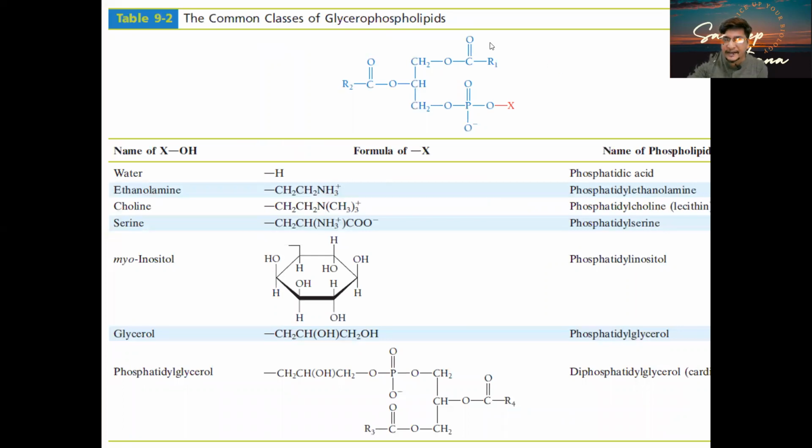And if you look at this, I was talking about in the beginning, this is your alcohol, this is glycerol, and they have the ester bond with the first two carbons, where we have the long chain fatty acids R1 and R2, and the third carbon's OH group is going to react with the phosphate, which is substituted with the X. X can be anything. It could be water, then it's going to be phosphatidic acid. It could be ethanolamine, choline, serine, or myoinositol.